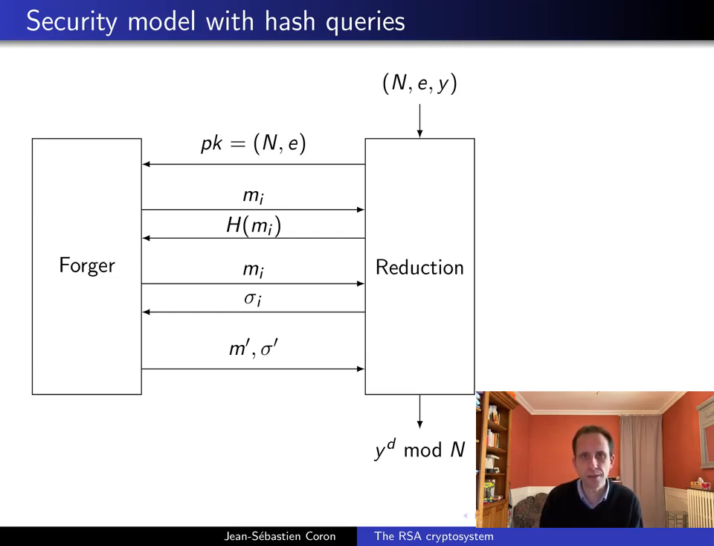So as previously, the forger or the attacker receives the public key as input, and then he can make hash queries, because he cannot compute the hash of a message by himself. He's going to make hash queries, and when we use the forger, we must answer these hash queries. And as explained previously, the forger can still make signature queries for messages mi, and then he receives the signature, and eventually the attacker outputs the forgery, so a new signature sigma prime for a new message m prime that has not been queried before.